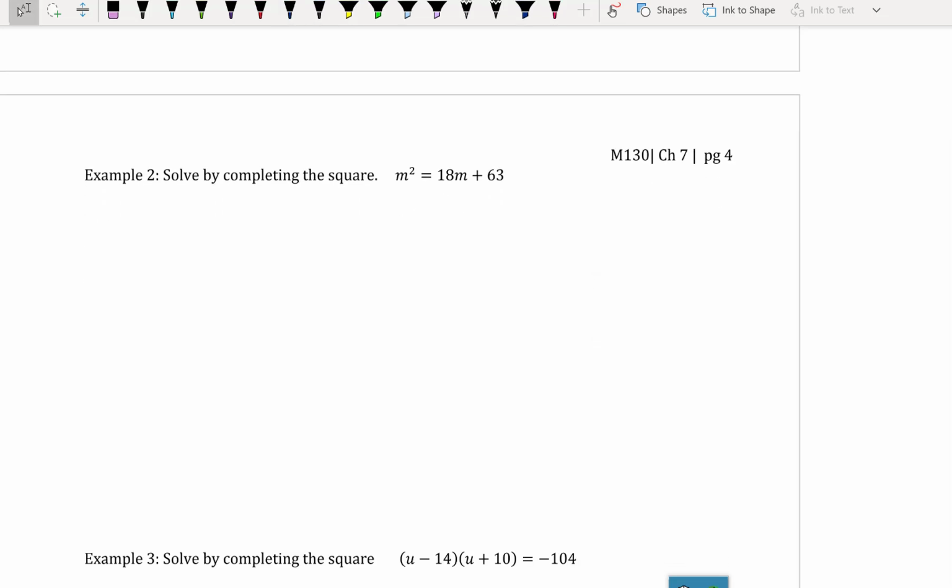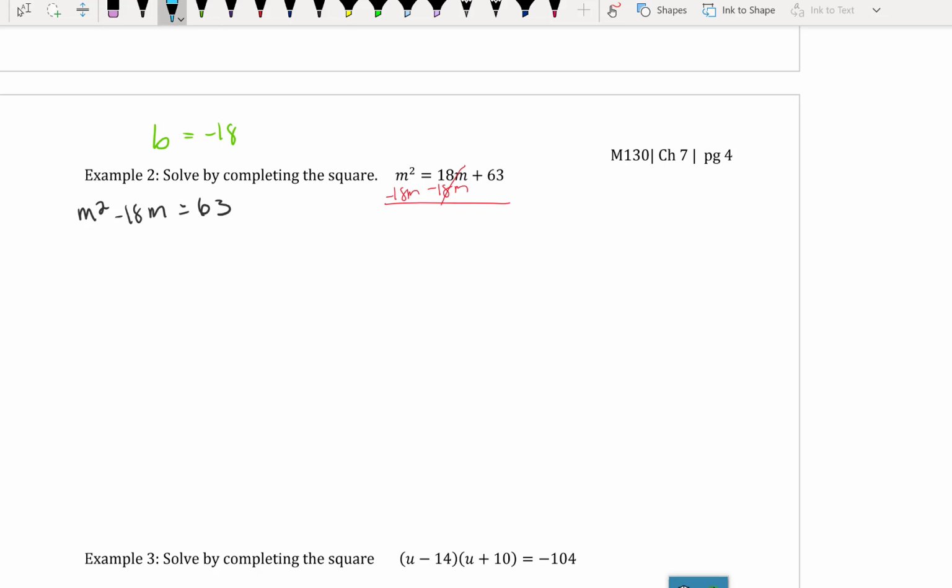Now, example number 2, we're going to follow the same process. So I'm going to make sure that this 18m is on the opposite side. So I'm going to have m squared, and I'm going to minus my 18m on both sides. So now I have m squared minus 18m is equal to a positive 63. So now I can tell you that my a value is 1, my b value is -18, or actually, I really just care about that b value, it's -18.